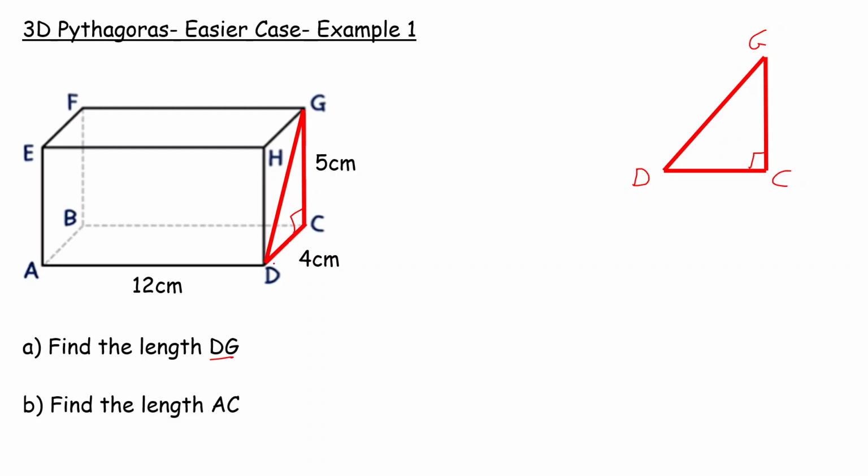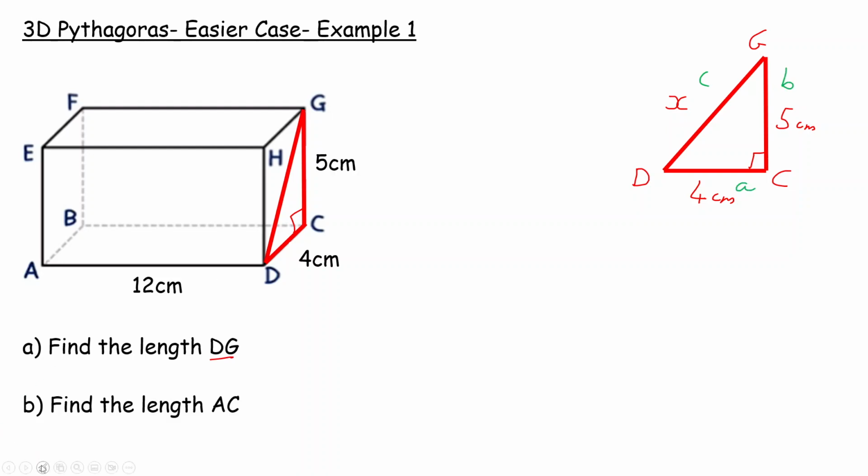And we know that the length D to C is 4 centimetres. We know that C to G is 5 centimetres. And we're trying to find the length D to G, which is this length here. So let's go and call this X, because we're trying to find it. And then Pythagoras, step 1, always you label your triangle with C being your longest side, the hypotenuse, and A and B being your 2 shorter sides.